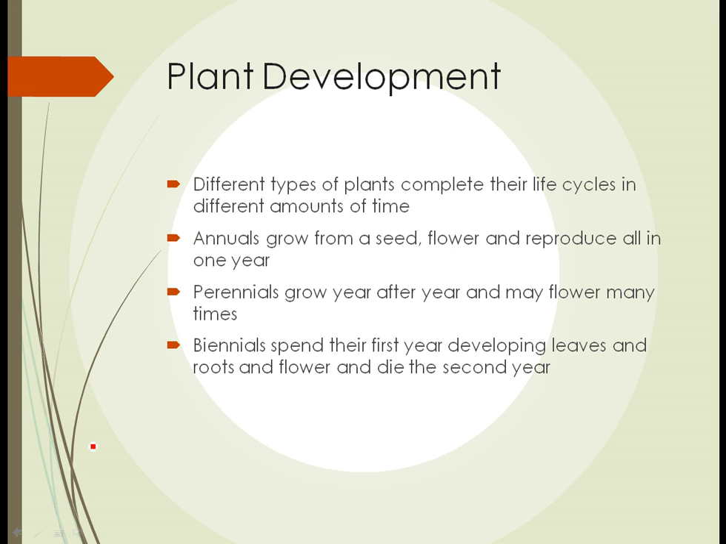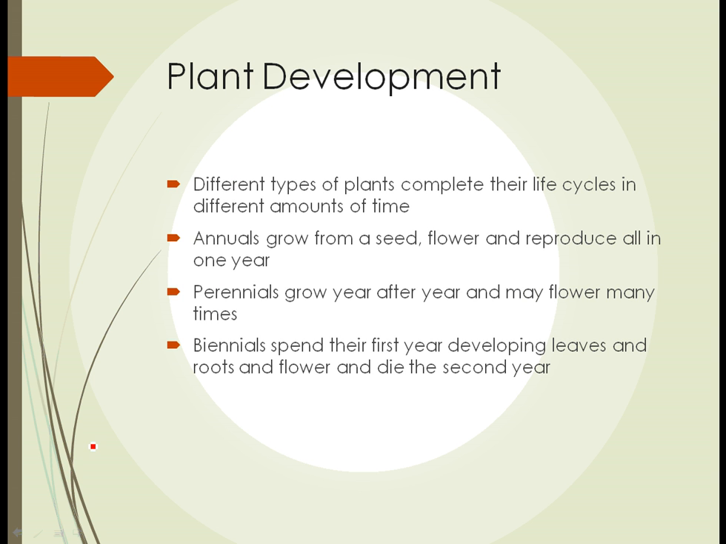Once the seeds have germinated, how long does a plant life cycle last? Well, it depends on the type of plant. An annual will grow from a seed to a mature plant, produce a flower, reproduce, and create new seeds on the new plant, all within 1 year. Perennials will grow year after year and may flower many times. Most of our woody plants, trees and shrubs, are perennials. Other plants like daylilies and hostas are perennials.